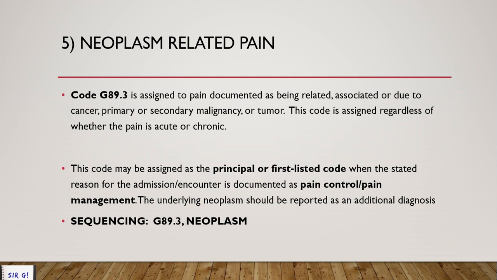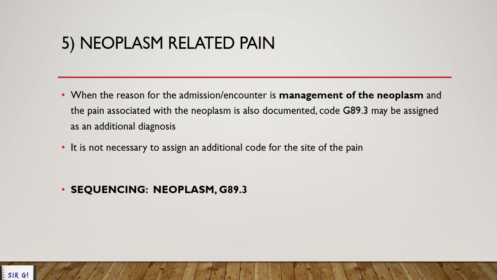But what if the reason for encounter is for the neoplasm and not for the pain management or pain control? You just twist it. The sequencing starts with your neoplasm, and the reason for admission or encounter is management of your neoplasm, and the pain associated with the neoplasm is also documented. Code G89.3 may be assigned as an additional diagnosis only, because remember, the main reason for the encounter is the management of the neoplasm, not pain control. So you code the neoplasm first and your G89.3 if it is documented. That is also present. Okay?